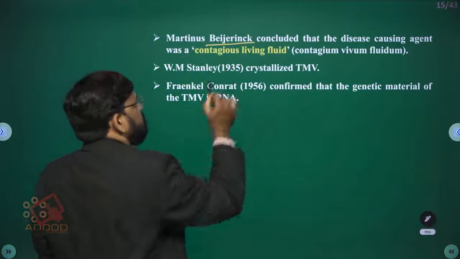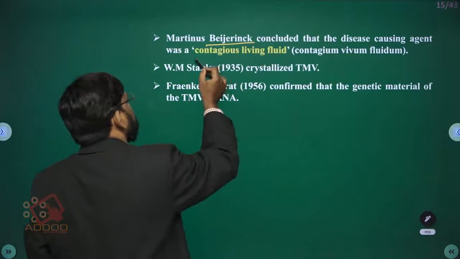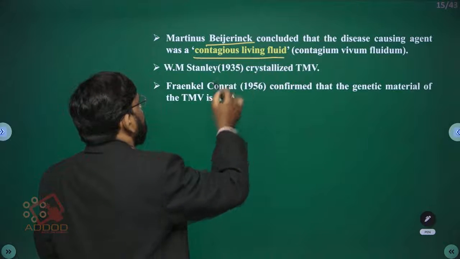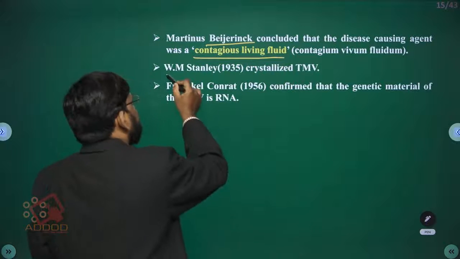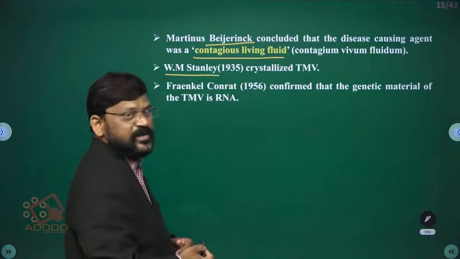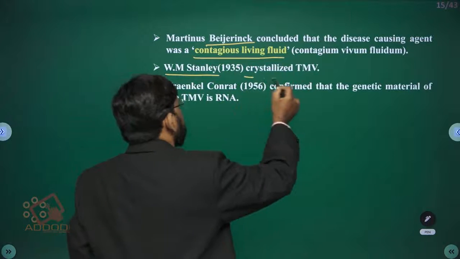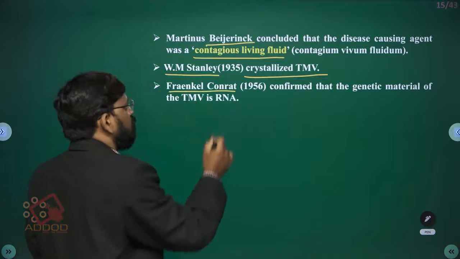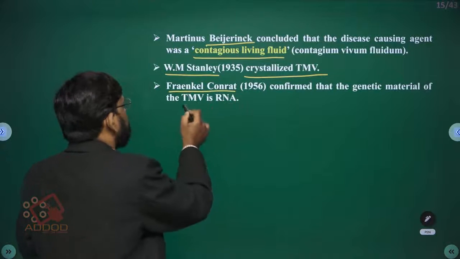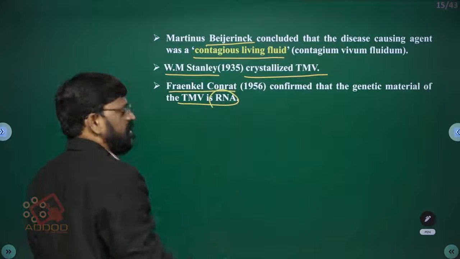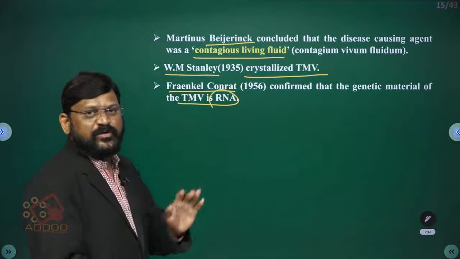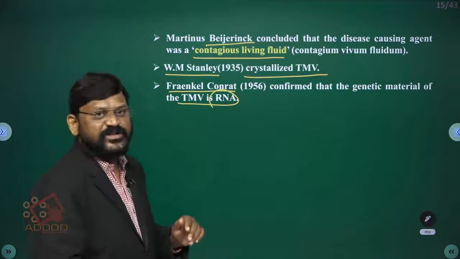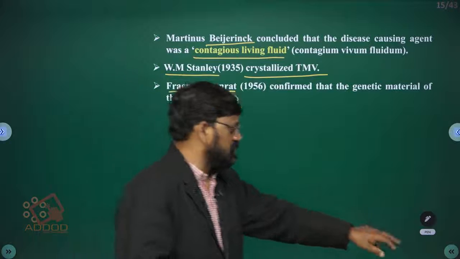So a person called Beijerinck called virus a contagium vivum fluidum, living infectious fluid. And next, a person called W.M. Stanley, he is the man who crystallized the tobacco mosaic virus, right? And Franklin Conrad confirmed the genetic material of virus is RNA. They studied the tobacco mosaic virus. When they were studying the tobacco mosaic virus, they came to know RNA is generally the genetic material of the virus.